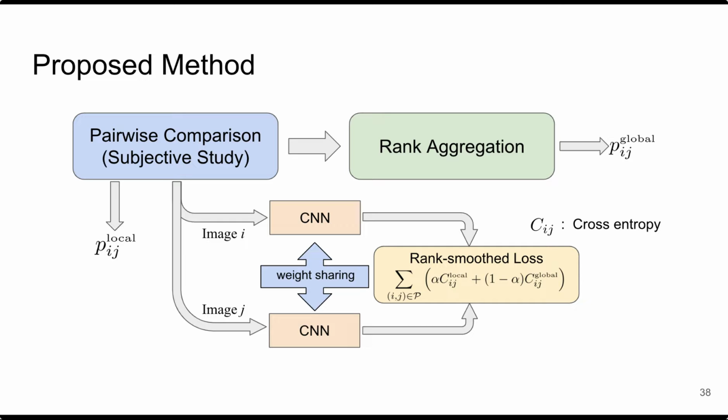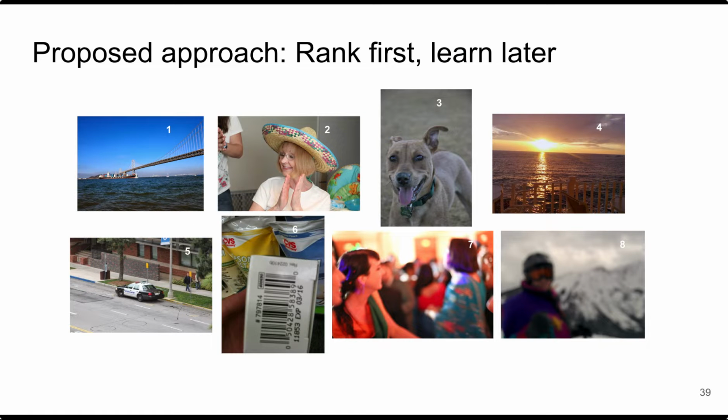We call them global because we assume that the global ranking information has been distilled in these empirical probabilities, unlike the local ones. What we propose is just changing the training loss. Instead of just using the local cross entropy, one can use a convex combination of the local cross entropy and the global cross entropy. The parameter in the convex combination, we call it alpha here, and we'll show that it actually plays an important role in the training performance. So, in a nutshell, what we propose is rank the data first, then learn the model.